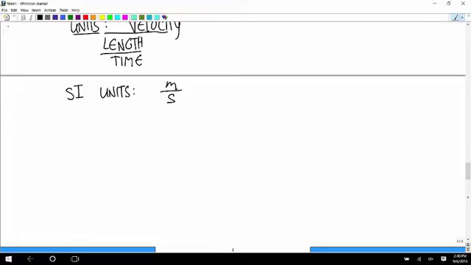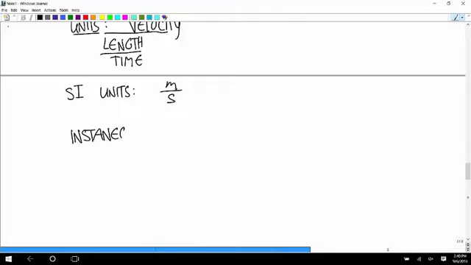So now let's talk about instantaneous velocity. That has to do with your velocity at a single instant. It's like your speedometer tells you your instantaneous speed. It tells you at that instant how fast you're going. And instantaneous velocity is related to that.